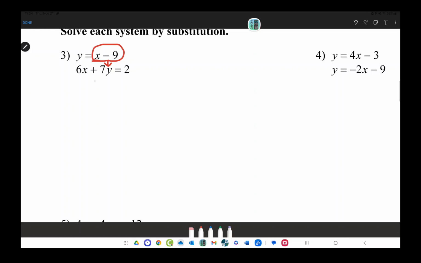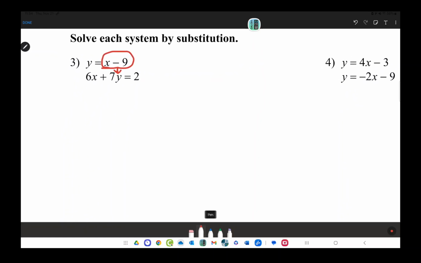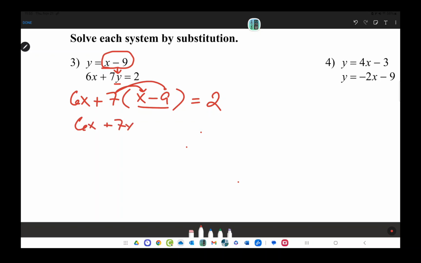So, instead of 6x plus 7y equals 2, I'm going to replace y with x minus 9. So I take that second equation and replace y with x minus 9. Now all we have is x. We just solve for x. This is reminiscent of the very first unit we did. So distribute: 6x plus 7x minus 63 equals 2.